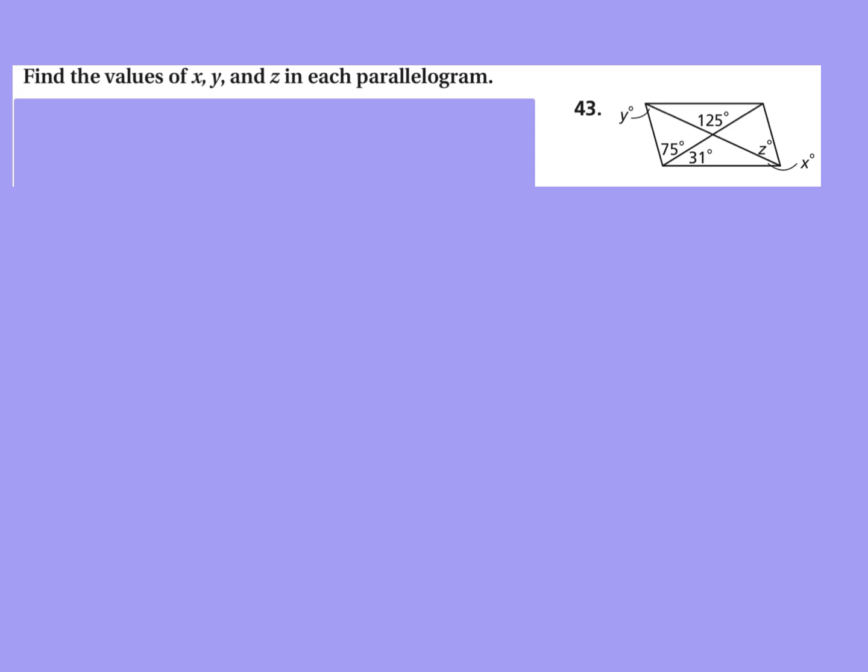Let us now take a look at number 43. Find x, y, and z if we are looking at a parallelogram. You'll notice right away that if it's a parallelogram, then these two parallel sides are cut by a transversal, and z and y are congruent alternate interior angles. So if we know y, then we will know z.